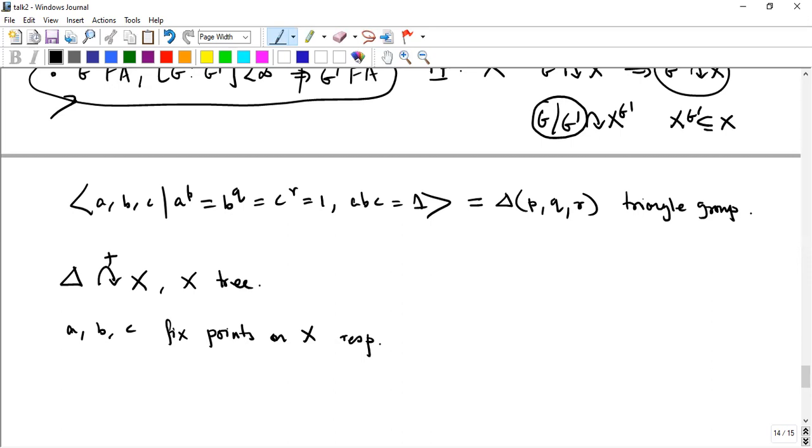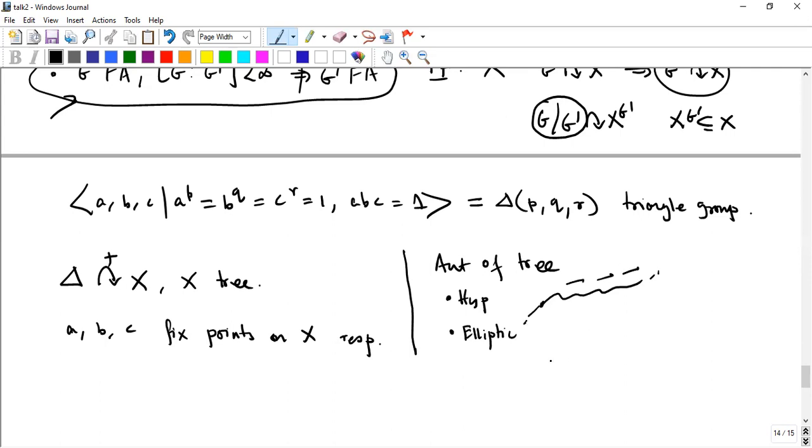So a, b, c are all finite order automorphisms of the tree. Automorphisms of a tree are either hyperbolic or elliptic, and hyperbolic ones are always translations along some bi-infinite geodesic, so they have infinite order. The finite order ones have to be elliptic, which fix points, in the interior, not on the ends. So a, b, c all fix points on X, but they may not be the same points; they can be different points. If they fix the same point, we're done because the group is generated by a, b, c.